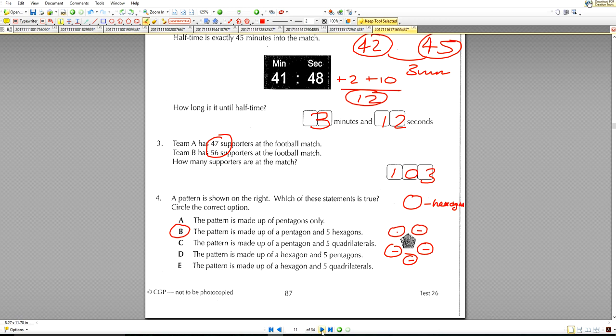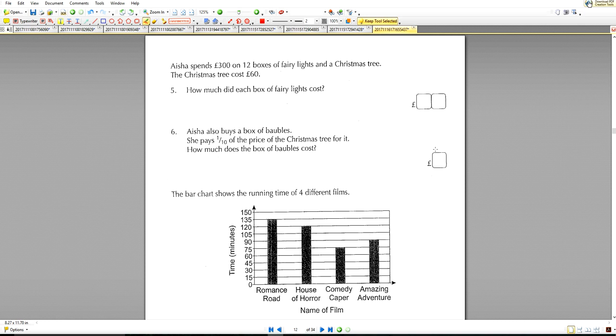Okay, we're going to go on to the next page. Question number 5. So we have here Aisha spent £300 on 12 boxes of fairy lights and a Christmas tree. The Christmas tree costs £60. So this cost here.